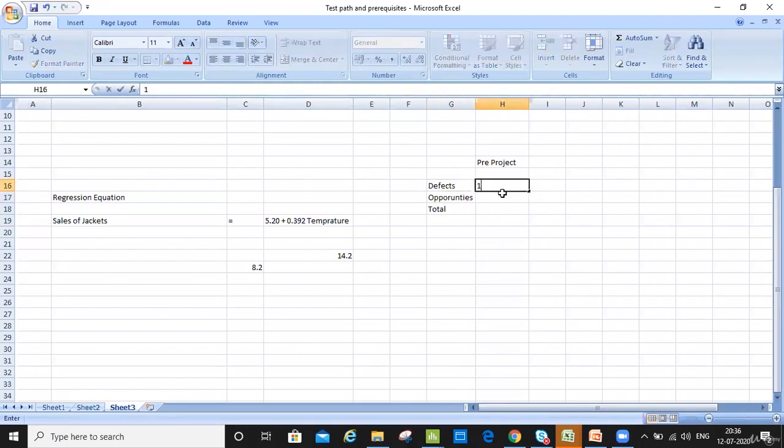So let's say I have 100 defects out of 150. Now I have completed the project. It has reduced to 75 and the opportunity remains the same.